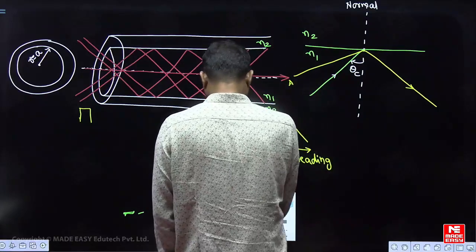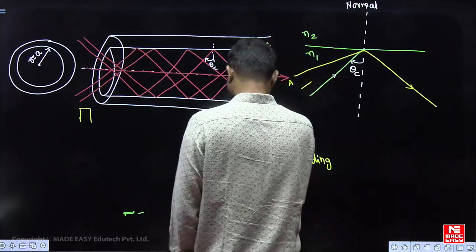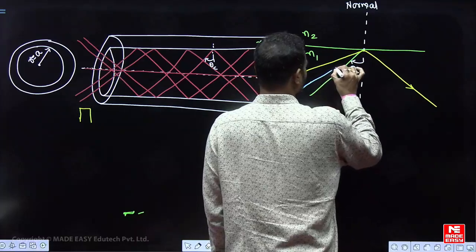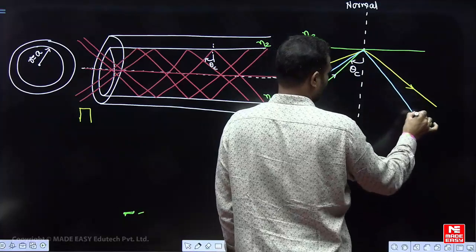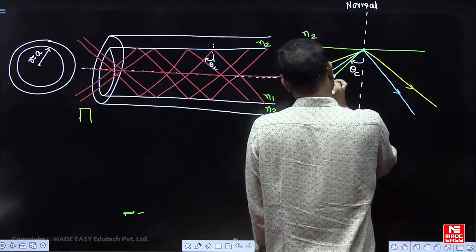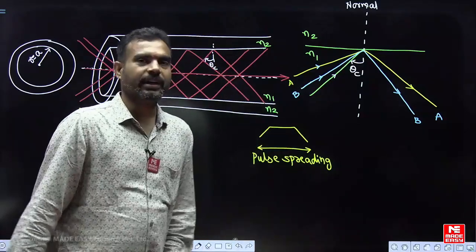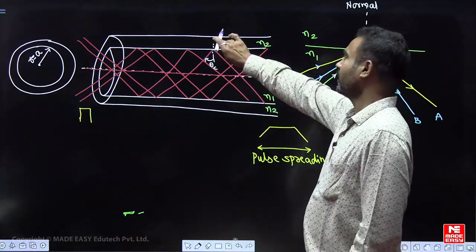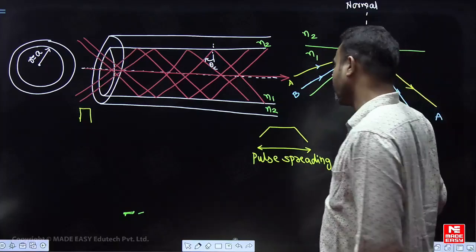Similarly, I am drawing with another color pen, blue color. Whenever the light ray is incident with an angle greater than theta c, then definitely it will also undergo TIR, total internal reflection. This is called ray B, and this is ray A. So to have total internal reflection, different light rays must hit the interface with an angle greater than theta c. With less than theta c, they will definitely go into a lost state.